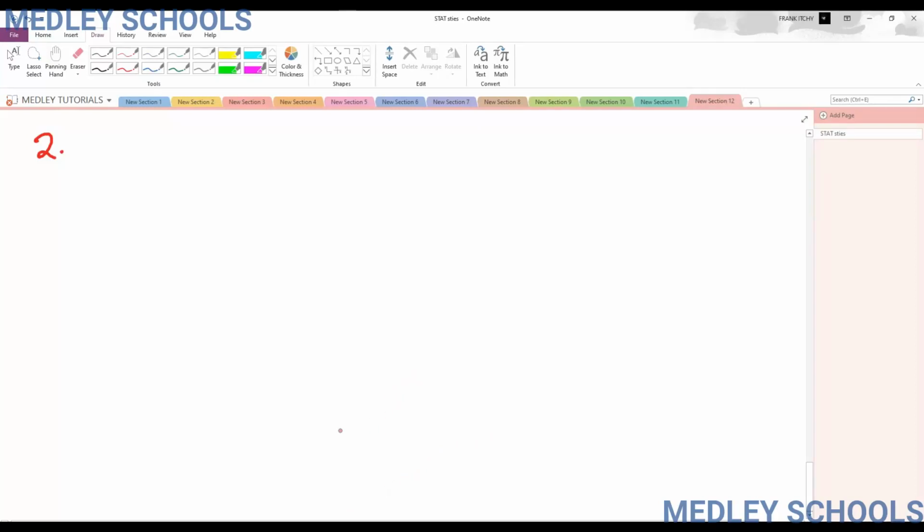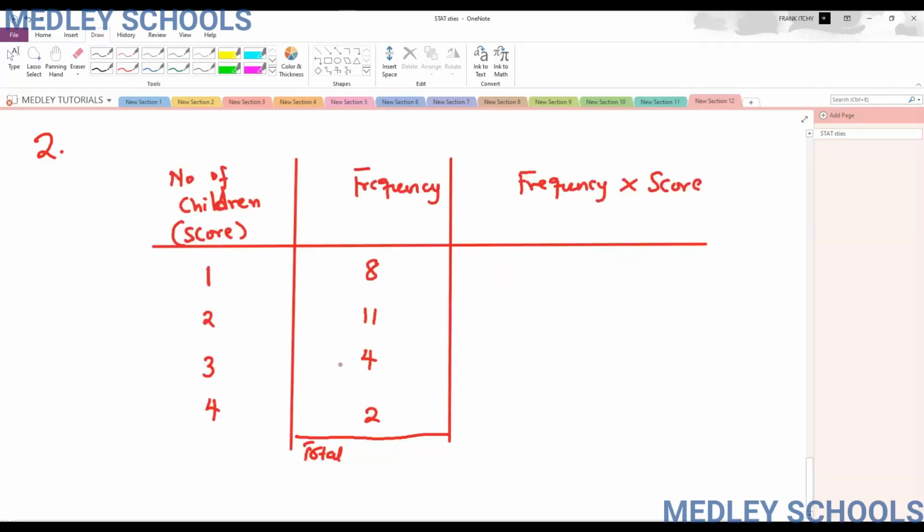the range. Now remember that for us to find the mean on a frequency table, we have to create another column, which is the frequency times score column, and that will be useful for us in finding the mean, the median, the mode, and the range. So we create the column as follows. Having formed the table like this, we need frequency times scores. We multiply it: 1 times 8 is 8, 2 times 11 is 22, 3 times 4 is 12, and 4 times 2 is 8.